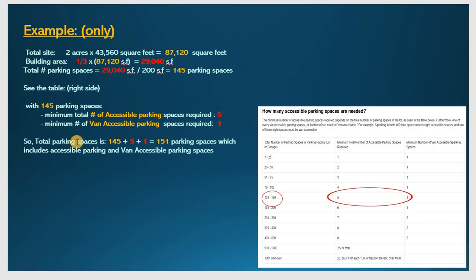So the 5 and 1 need to be added to the regular one. That's why the total parking space for this building is 145, the regular one, plus 5 for the accessible parking and 1 for the van accessible parking. So totally you get 151. This is the answer I need to see for total parking. This one includes the accessible parking and the van accessible parking space. Remember, I need the total. I don't need the regular one only. I need you to add the van accessible and the accessible parking. Okay, so this is the guideline.